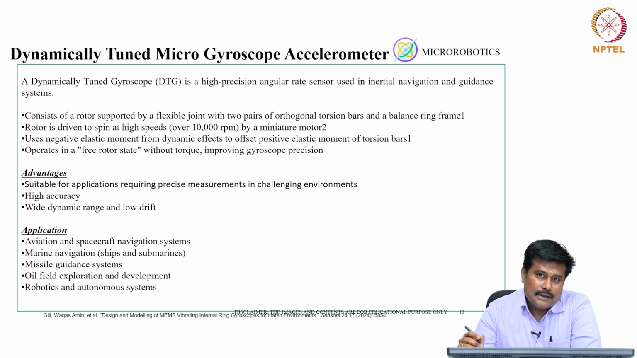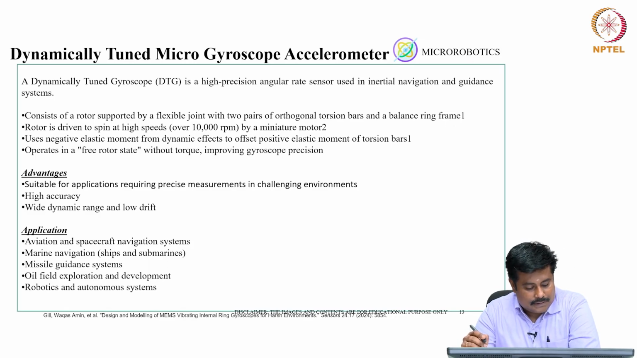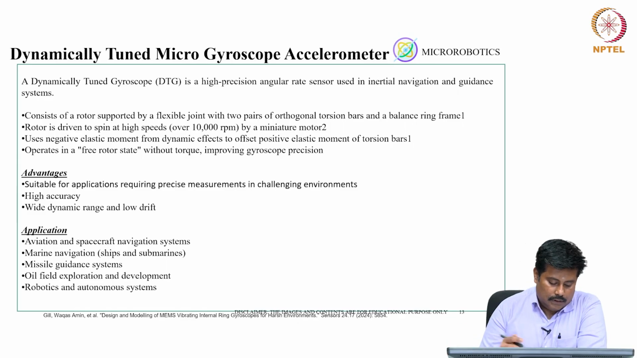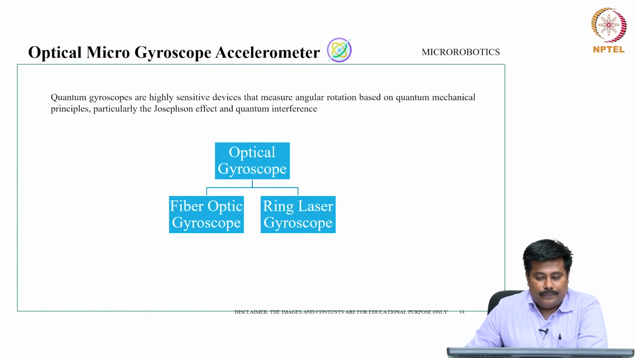From an application point of view, aviation and spacecraft navigation systems, marine navigation systems which include ships and submarines, missile guidance systems, oil field exploration and development systems, and robotic and autonomous systems are some of the key applications of these dynamically tuned micro gyroscope accelerometers.